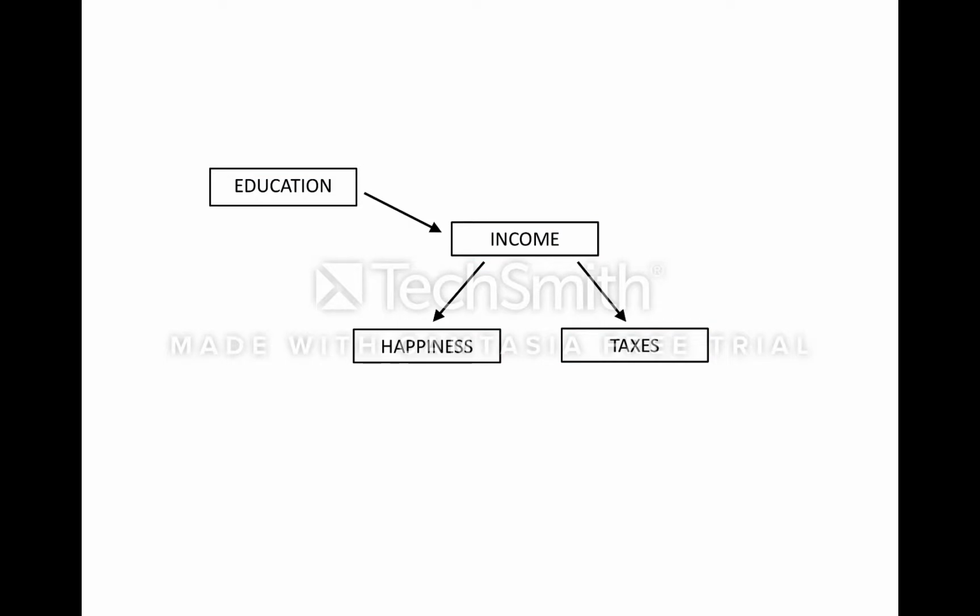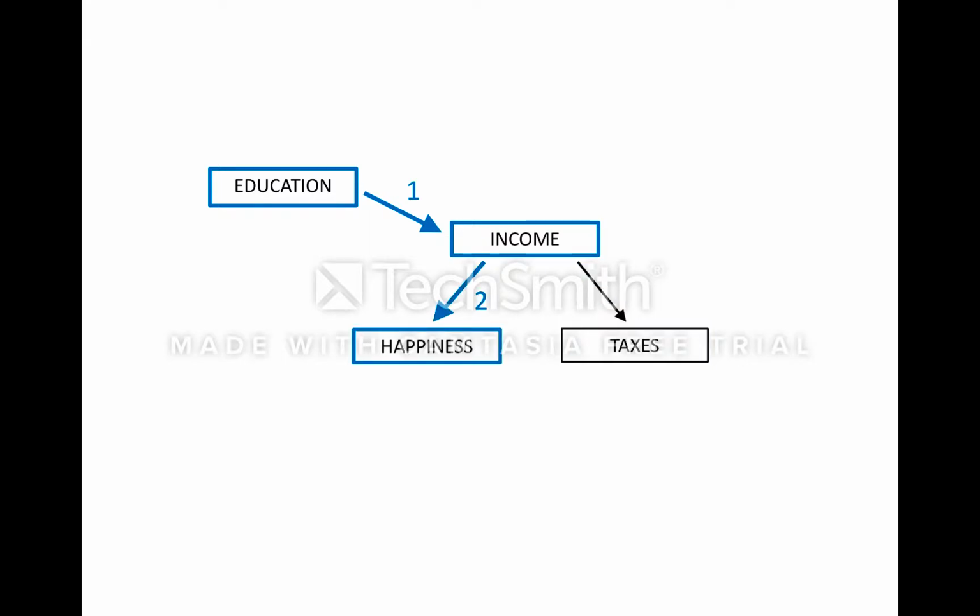It's important to distinguish between an undirected path and a directed path. An undirected path between two variables is a sequence of directed edges without the requirement that all the edges point in the same direction. In this graph, for example, there is an undirected path from happiness to income to taxes, even though it isn't a directed path. The path from education to income to taxes, in contrast, is a directed path.